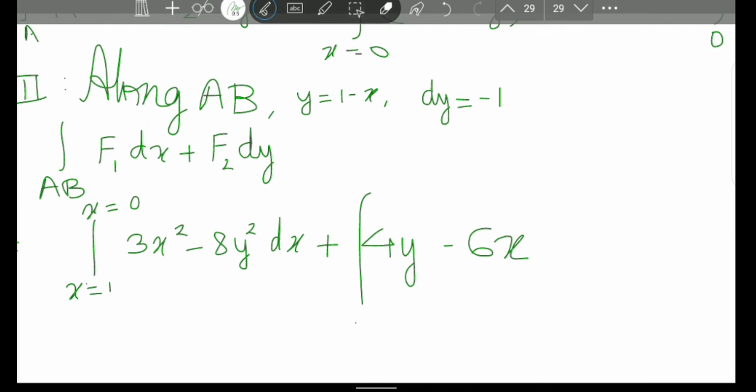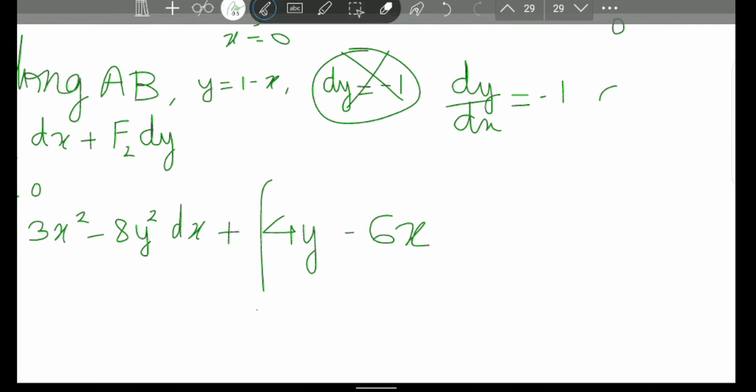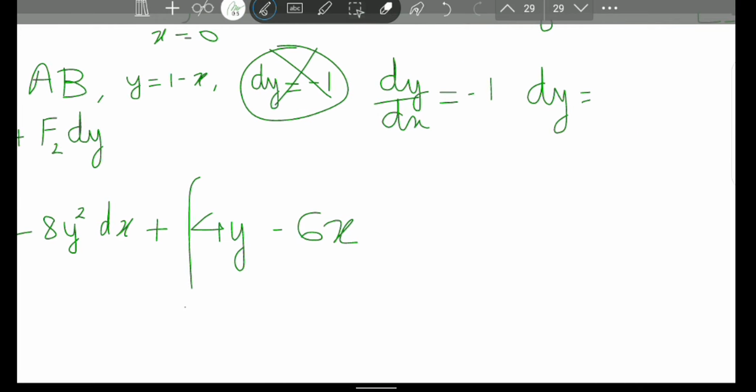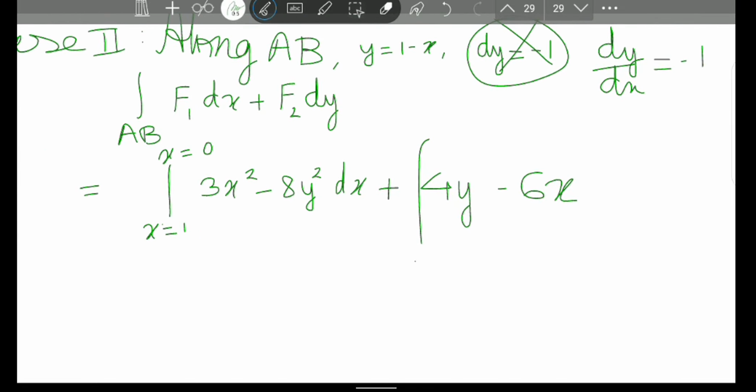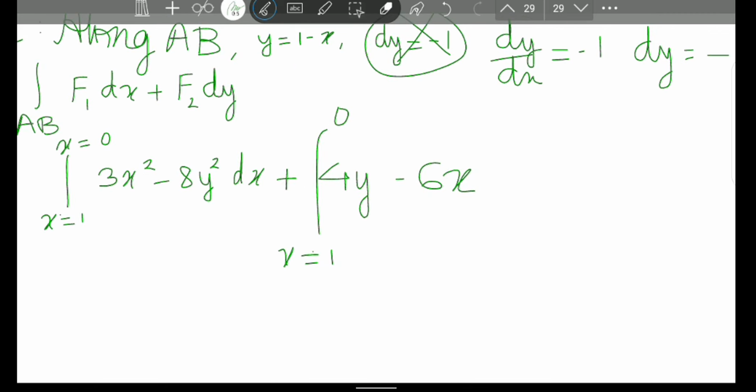Minus 1 dx. Sorry, I made a mistake here. That's wrong. dy by dx is equal to minus 1, so dy equals minus dx. Let's correct it. Once again, along AB, your x is changing from x equal to 1 to x equal to 0, dy equal to minus dx, and y equal to 1 minus x.